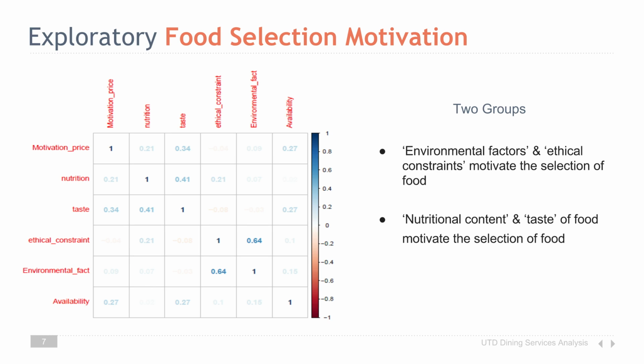Then we asked people, what criteria do you use to select your meals, and how important is that criteria? And from that analysis, 2 groups began to emerge. One group is concerned with environmental and ethical considerations, and the other one is more concerned with nutritional content and food taste.